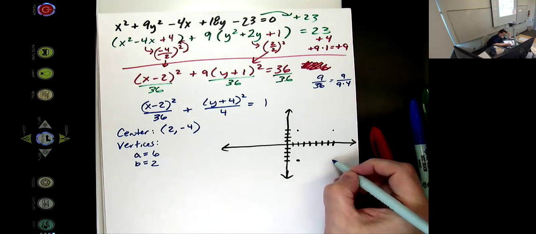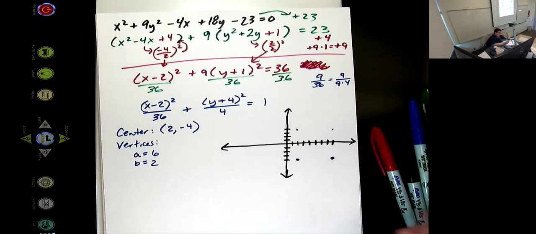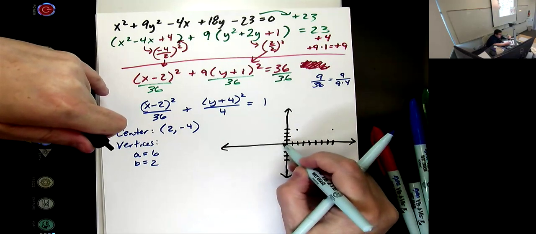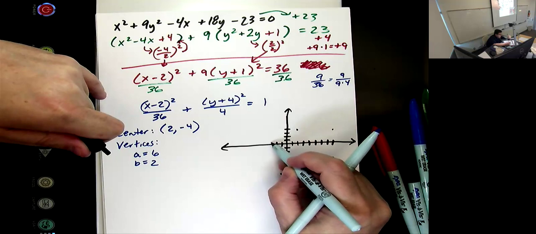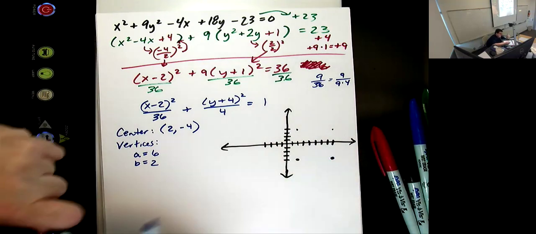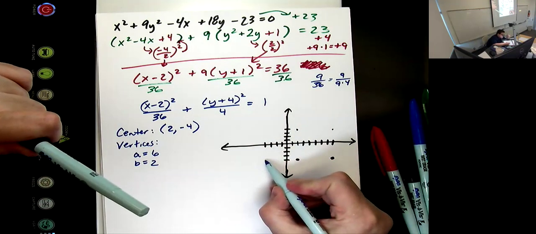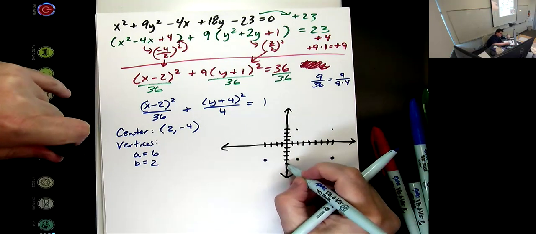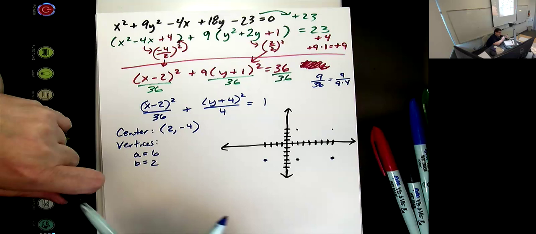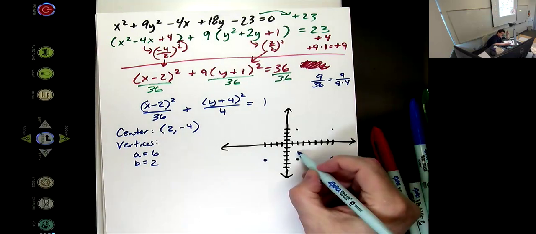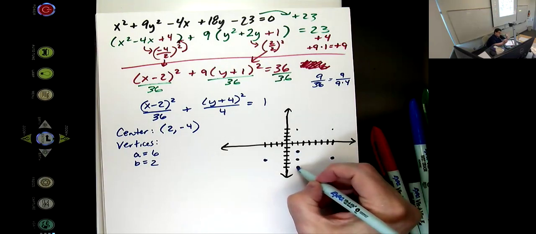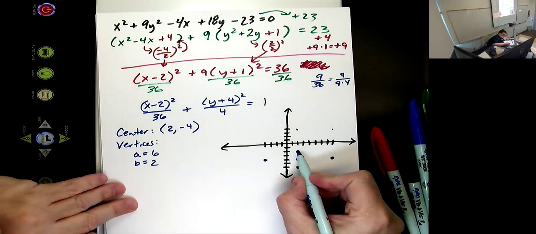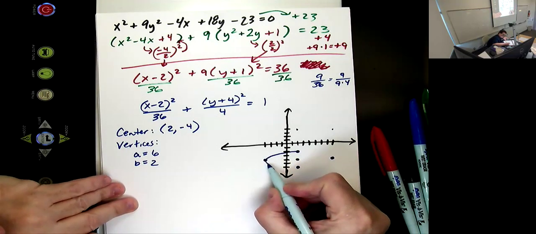And then we're going to go left 6. That's 2, 3, 4, 5, 6. And up or down 2. And then we draw it. Make it a little rounded.